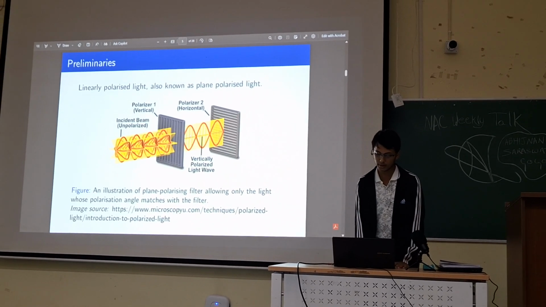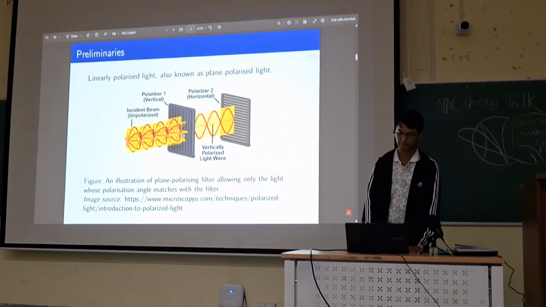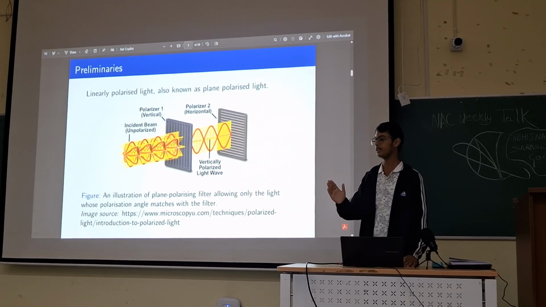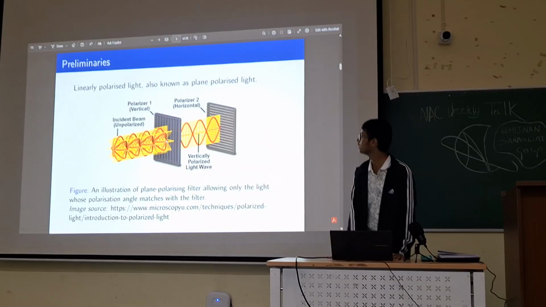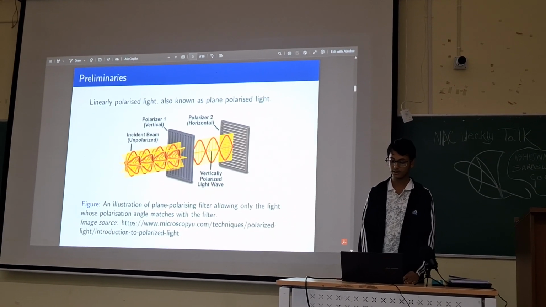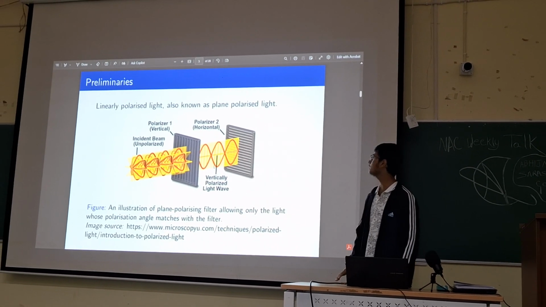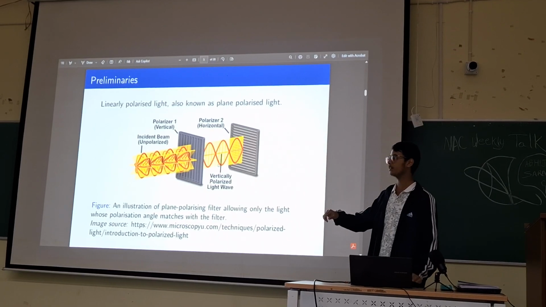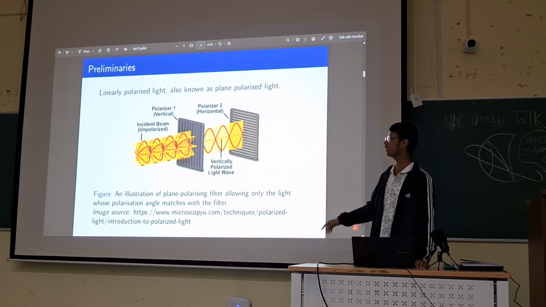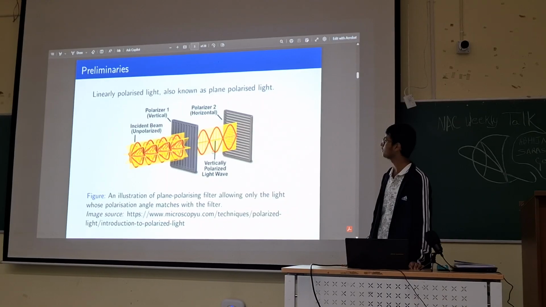However, when you add a filter to it, a polarizing filter, this filter allows only the vertical component of the electric field to pass through. What emerges on the other side of this filter is plane polarized light. Its electric field is completely in one plane, not oriented in random directions. This is known as plane polarized light, and you can also call it linearly polarized light.